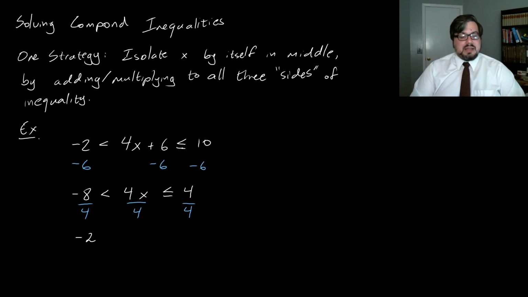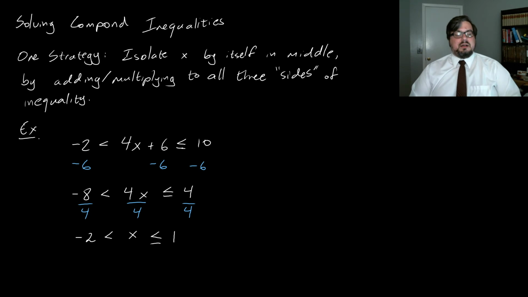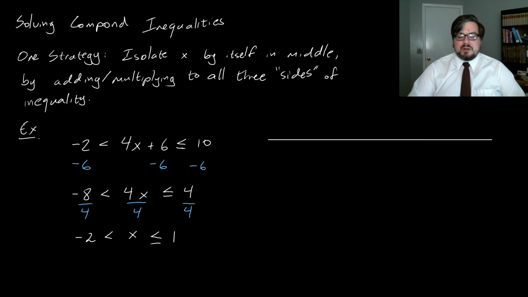So negative 8 divided by 4 is negative 2, 4x divided by 4 is x, we get 1 on the right. And so our conclusion here is that x has to be greater than -2 and less than or equal to 1. So let's sketch this out on a number line, and let's give our answer in interval notation as well.